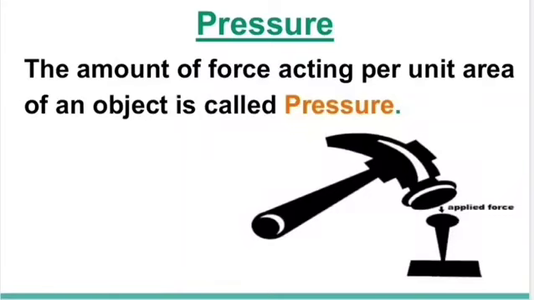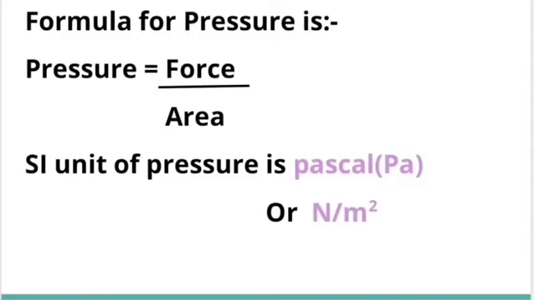Pressure. So students, what is pressure? The amount of force acting per unit area of an object is called pressure. This is the formula for calculating the pressure: pressure is equal to force upon area, and the SI unit of pressure is Pascal.